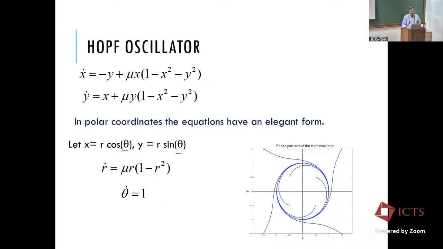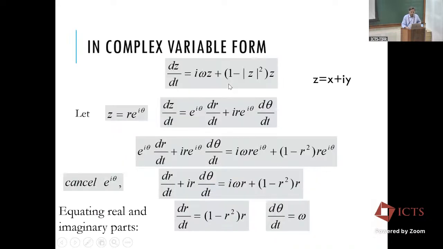And what is nice about the Hopf oscillator is that you can combine these two equations in terms of x and y into a complex number and write the dynamics in complex form. This is quite critical to construct networks, right, as I'll show you soon. So this is the equation in the complex form. You can show again that it's consistent with these previous equations.